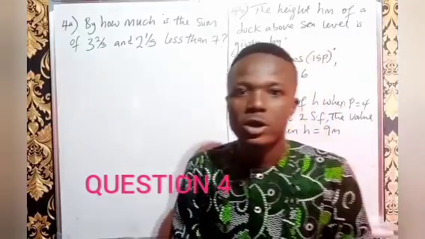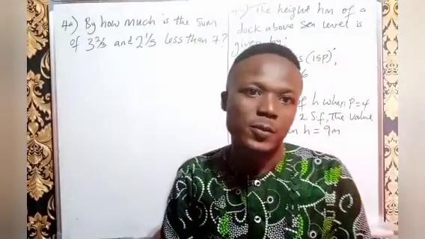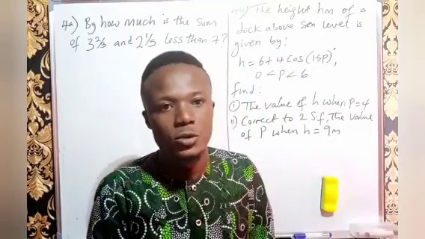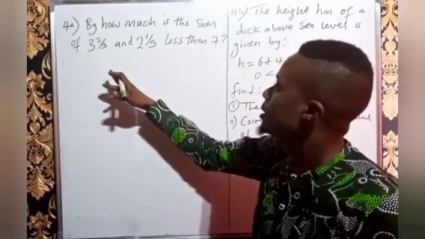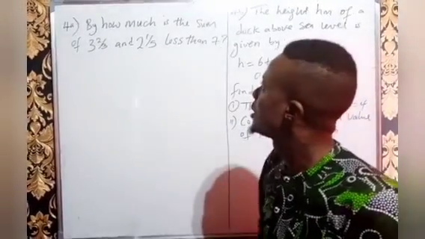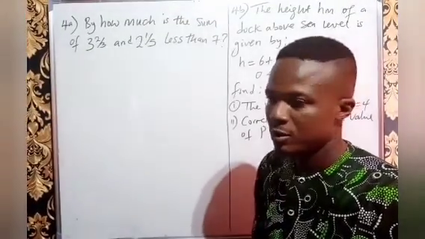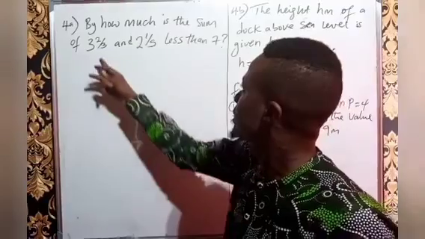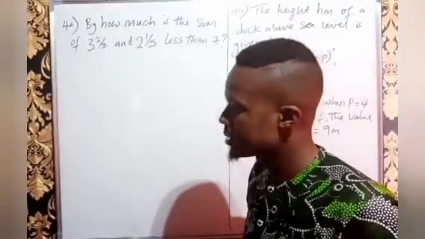Okay, finally we are going to conclude with this question number 4 in this episode. We expect more episodes from time to time. Okay, so let's see question number 4a. It says, by how much is the sum of 3 whole number 2 over 3 and 2 whole number 1 over 5 less than 7? Okay, first of all, let us get the sum of these two numbers before we can answer the question.